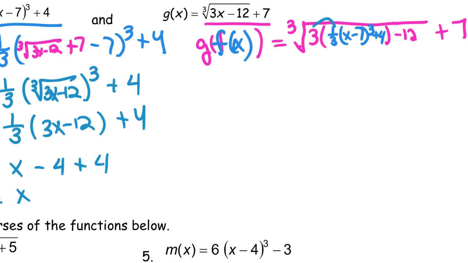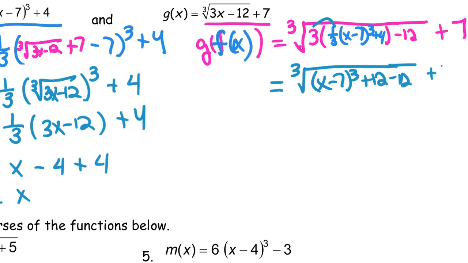So if I multiply the 3, let's see what happens. I get the cube root. 3 times a third would leave me with x minus 7 cubed. What's 3 times 4? Plus 12 minus 12 plus 7.